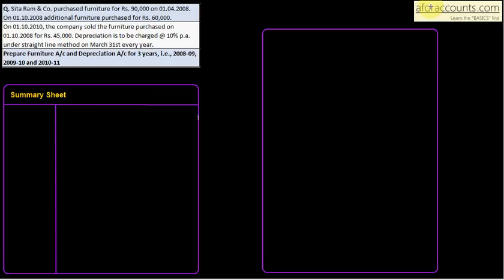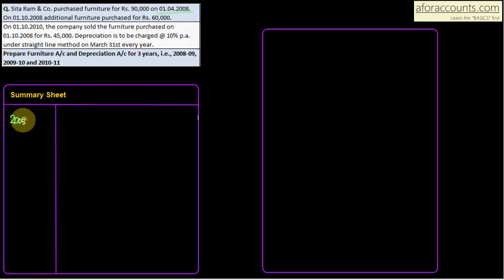Question on depreciation. Sita Ram and company purchased furniture for rupees 90,000 on 1/4/2008. Date is important. On 1/10/2008, additional furniture was purchased for rupees 60,000. So in the same year, two furnitures are purchased. We'll make a summary sheet so that chances of mistakes are less.